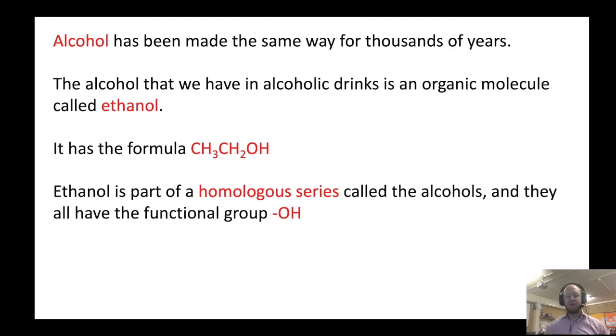The alcohol that we have in alcoholic drinks is an organic molecule. That means it contains carbon, and that's called ethanol. And ethanol has the formula CH3CH2OH. That's 2 carbons, 6 hydrogens, 1 oxygen. And it forms part of this homologous series. Just like we had a homologous series for alkanes and alkenes, now we have a third homologous series we're going to be looking at called the alcohols.